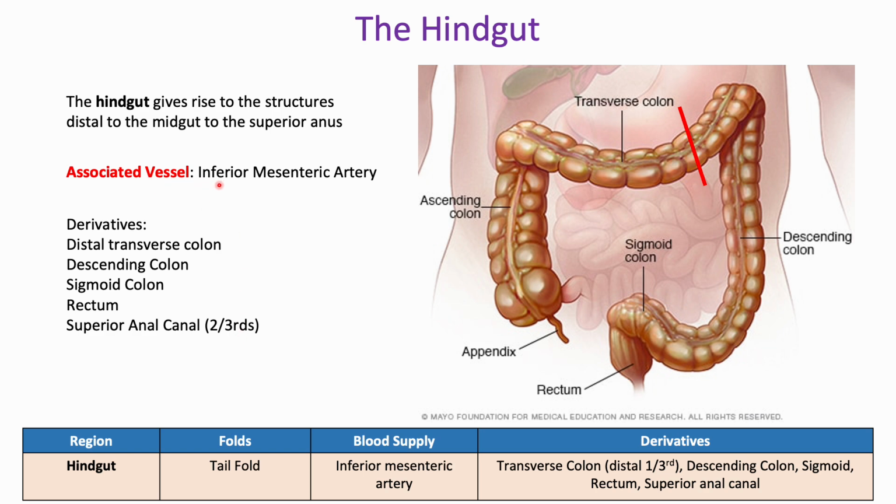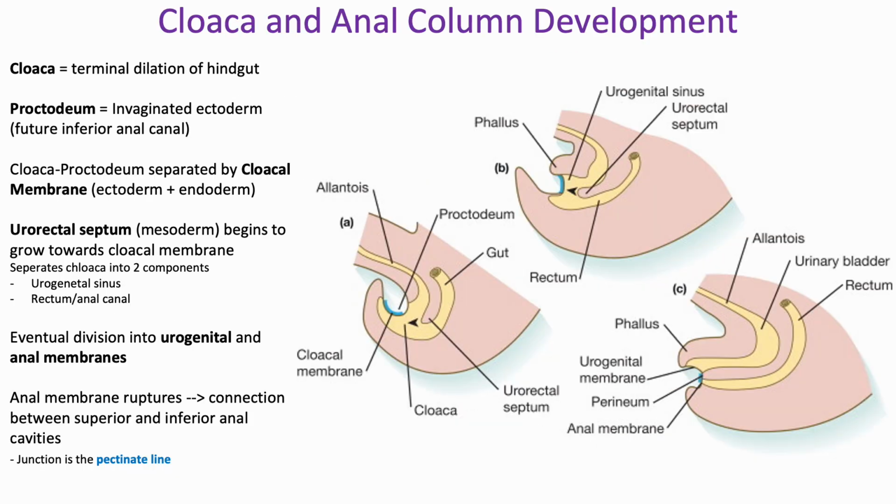The associated vessel here is going to be our inferior mesenteric artery, and again, this is being incorporated by the tail fold. So the most complicated component of hindgut development comes with the cloacal separation. So the cloaca is the terminal dilation of the hindgut. So here we have the hindgut coming down, and at the inferior pole, it's going to have a large dilation. That dilation is called the cloaca.